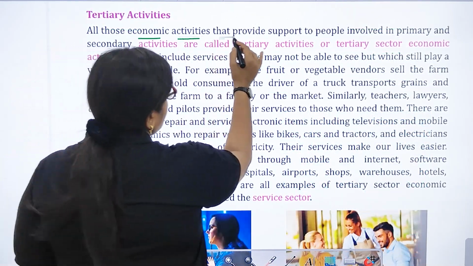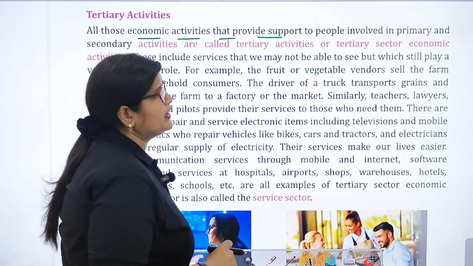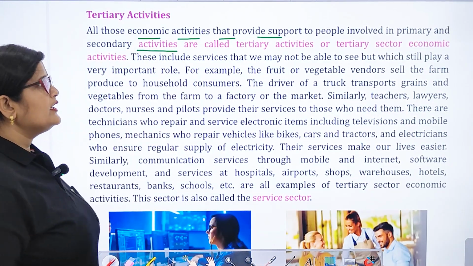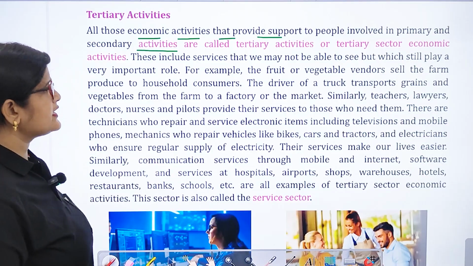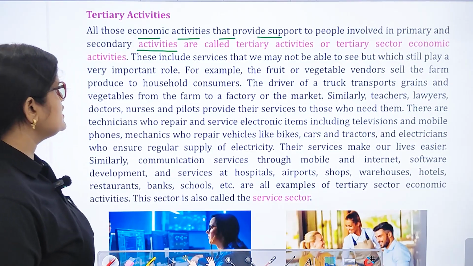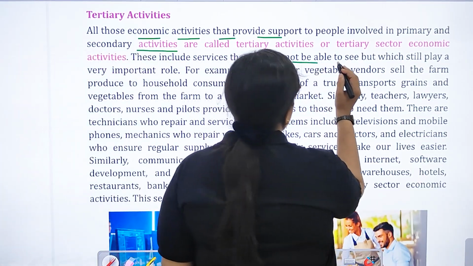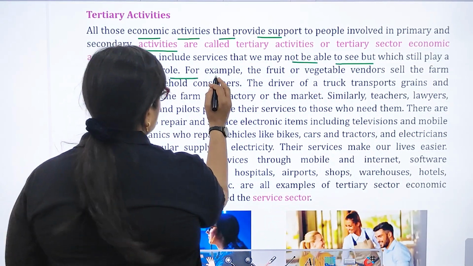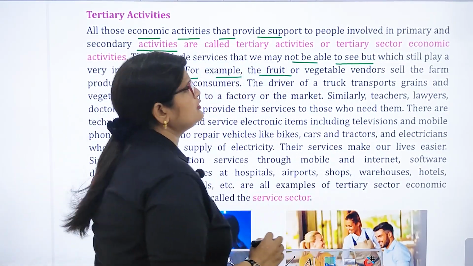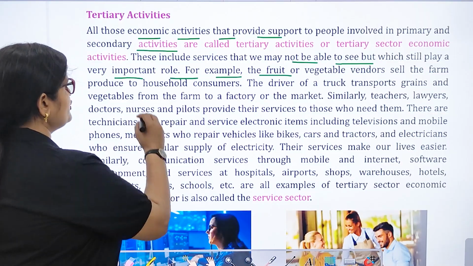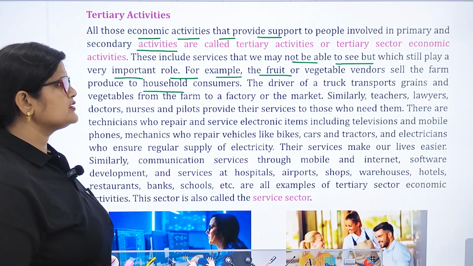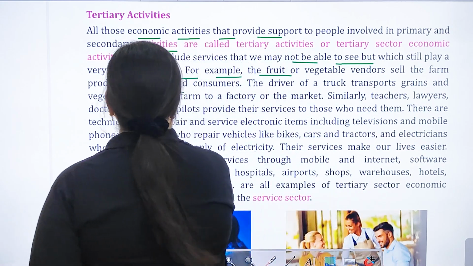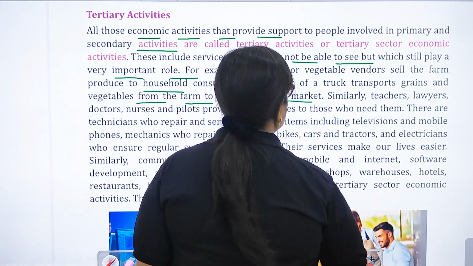All those economic activities that provide support to people involved in primary and secondary activities are called tertiary activities or tertiary sector economic activities. So these include services that we may not be able to see but will still play a very important role. For example, the fruit or vegetable vendors sell the farm produce to household consumers. The driver of a truck transports grains and vegetables from the farm to a factory or the market.